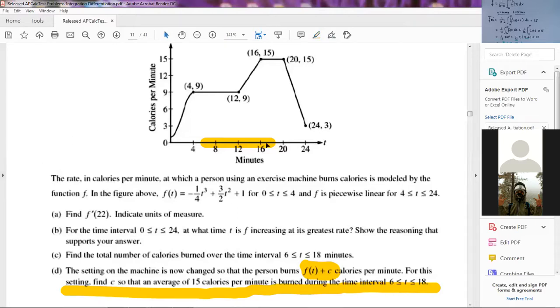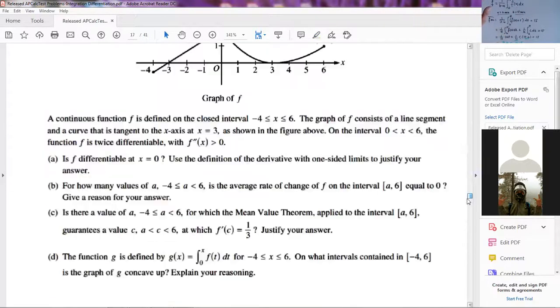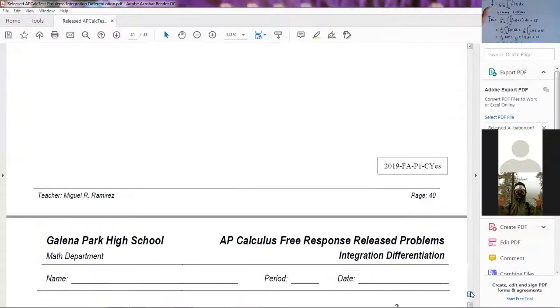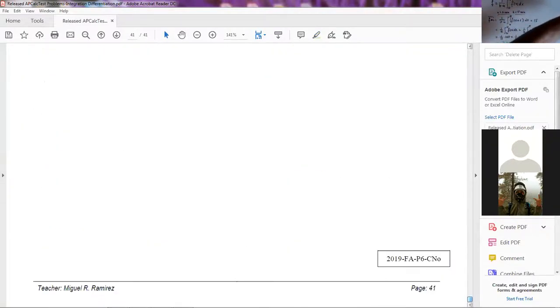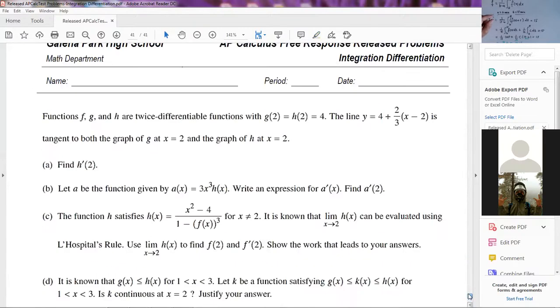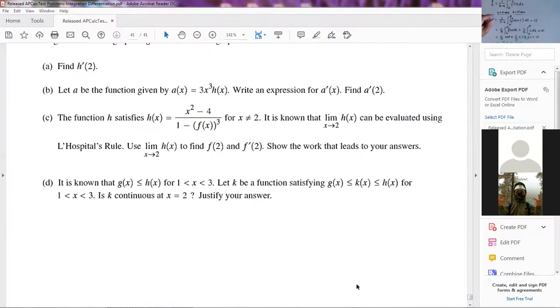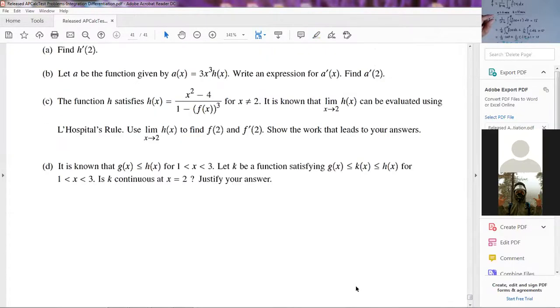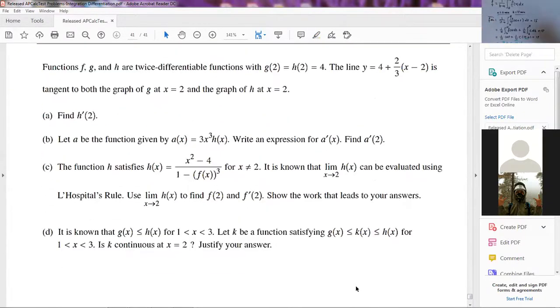Now I have to move to the end of these problems of this set. So I'm going to move all the way down to the last problem from 2019, no calculator. And now here is the problem.